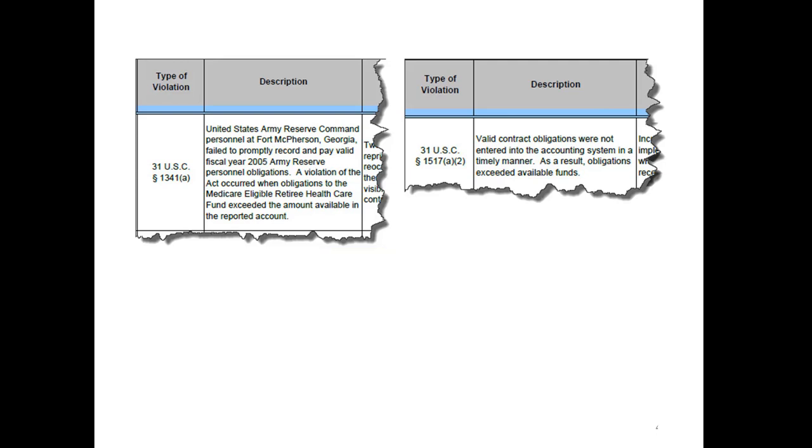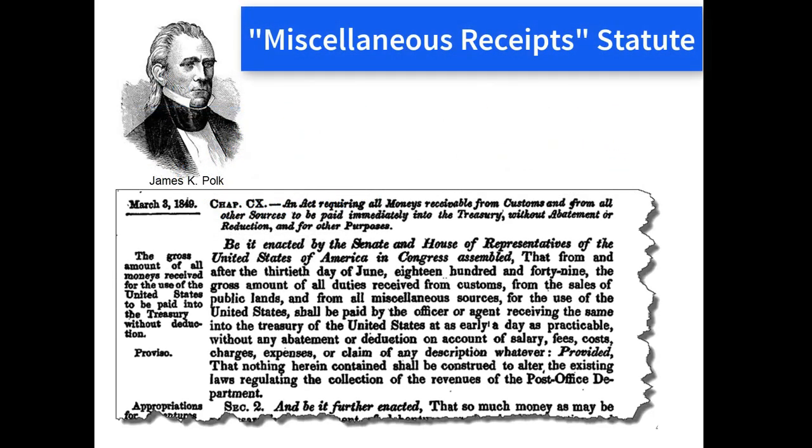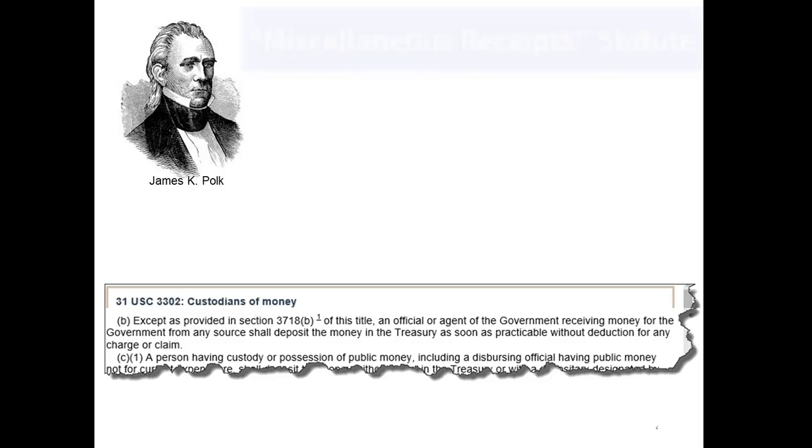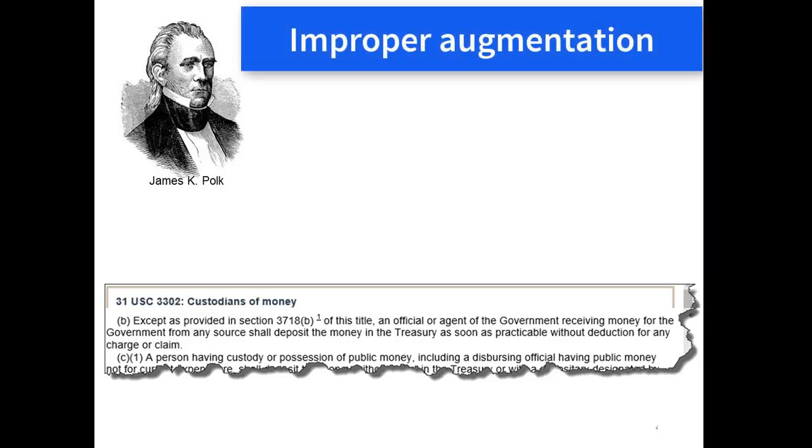Finally, the fifth statute relating to the Anti-Deficiency Act is the Miscellaneous Receipts Statute. This statute was originally passed in 1849 at the end of James K. Polk's term, requiring funds to be deposited in the Treasury without deduction. It's been codified in Section 3302 of Title 31. This statute is most frequently cited in discussions of improper augmentation of an account.